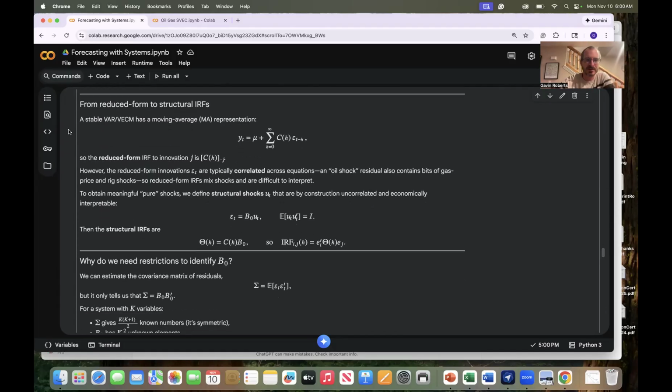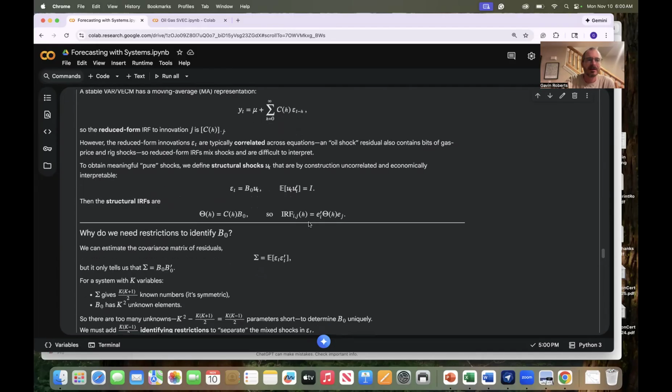So we might say that the reduced form impulse response function to innovation J is CHJ. So we're essentially shocking this, and that's what's going to lead to a different path than the standard one, when we observe a shock to what are called our reduced form errors right here. However, the reduced form innovations epsilon t, so these are the error terms from what we already estimated.